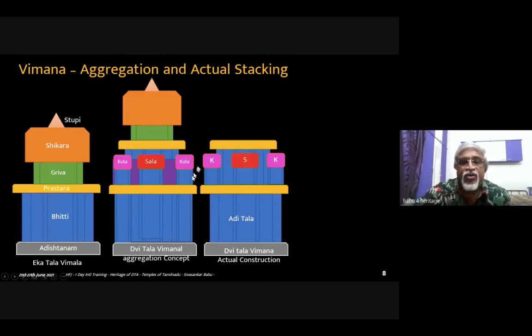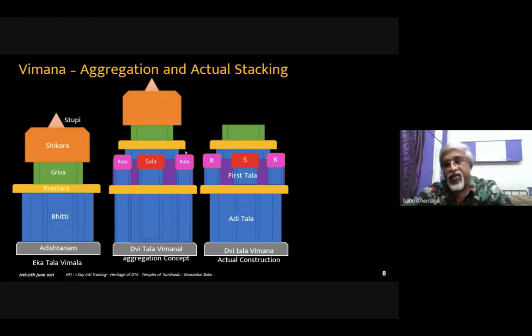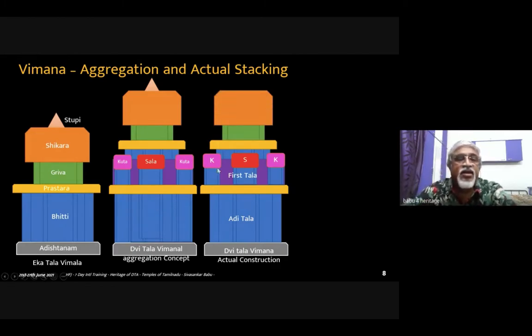So you have 2 kuta edicules and 1 sala edicules on top. Then this is connected by the back wall. This is the Aradhara, and this becomes a first tala. Then you start building the Griva, and standard shikara and stupi. So between an ugly thing and this one, it looks better with some more structure on this. So this is how two Tala Vimanas are built.